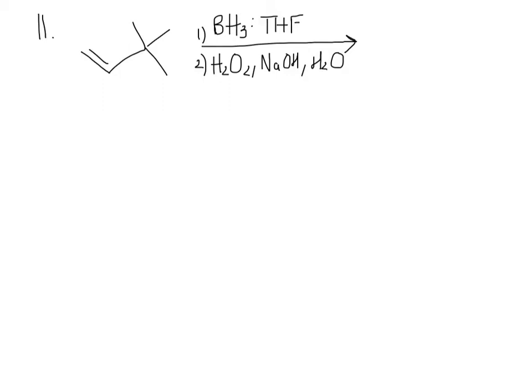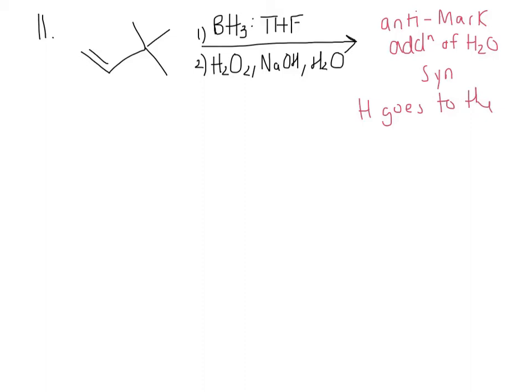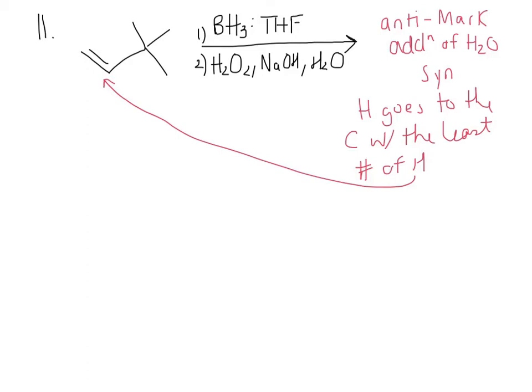So for this particular reaction, again, we have the hydroboration oxidation, which we know gives us the anti-Markovnikov addition of water, and it follows a syn addition. So anti-Markovnikov means the hydrogen goes to the carbon with the least number of hydrogens. So in this case, that would be this guy, because he only has 1 hydrogen, whereas the other carbon of the alkene has 2. So basically what I have to recognize is it is a syn addition.